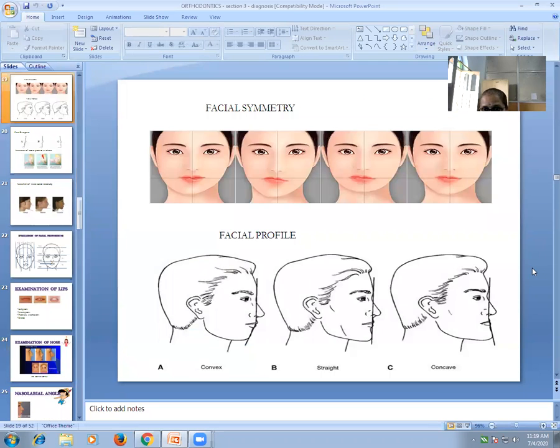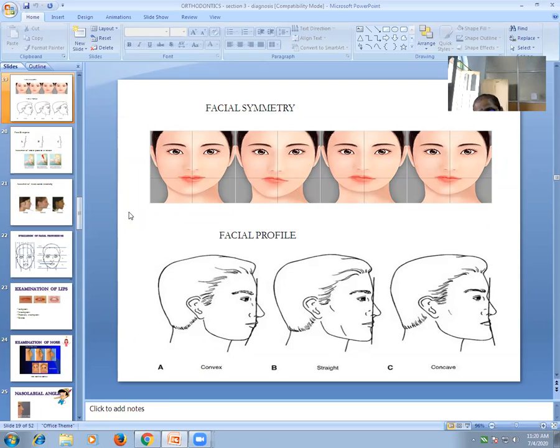Then facial symmetry. How will you measure the symmetry? You will observe the patient and find out the gross symmetry while talking. If there is any deviation of the mandible towards right or left while there is lip seal, you will observe if the chin is inclined towards left or right. So you will note the gross asymmetries.